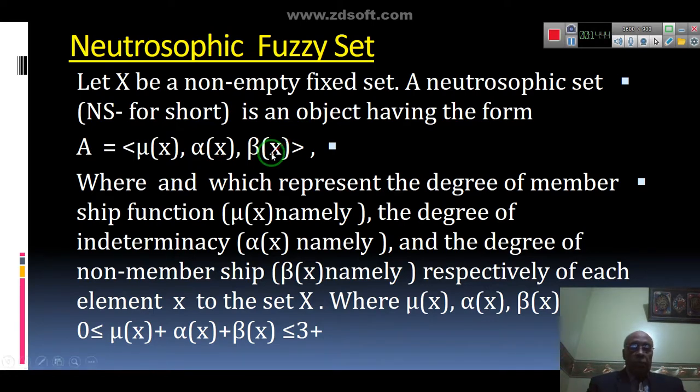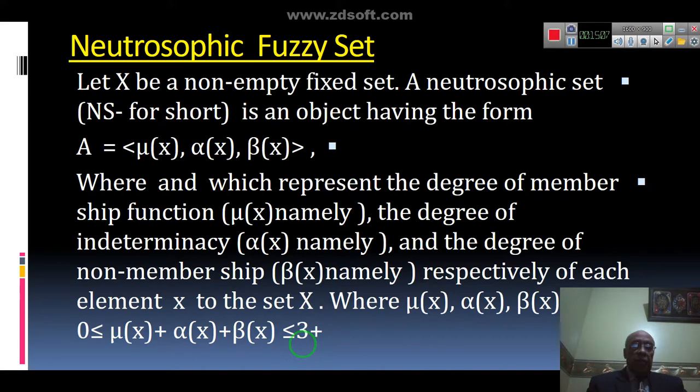non-membership function, where the sum of the three membership functions is greater than or equal to 0 and less than or equal to 3. The summation of the three membership functions.